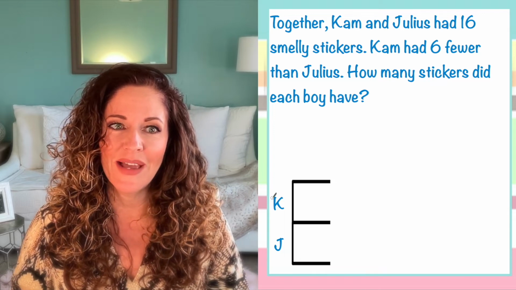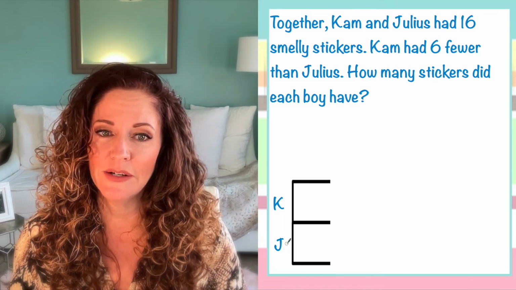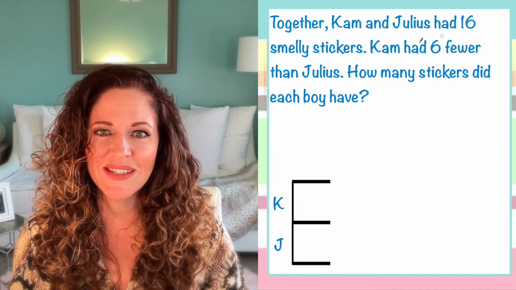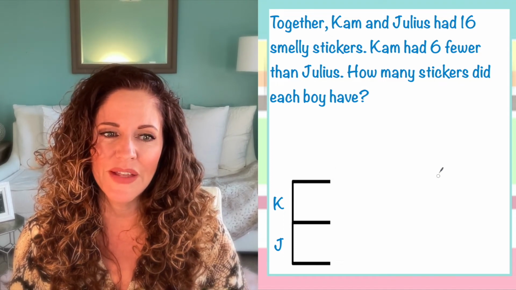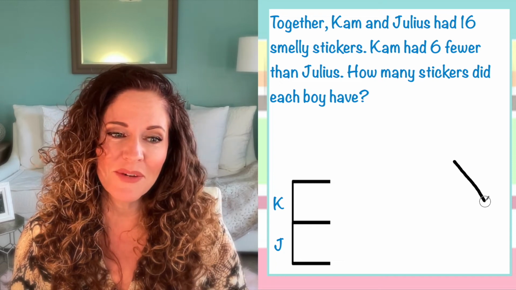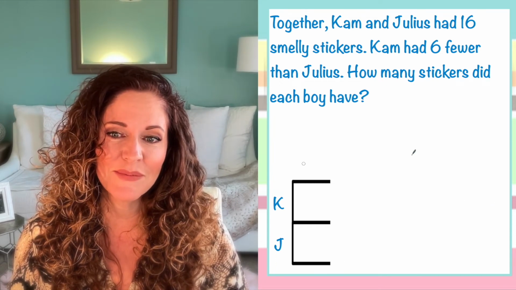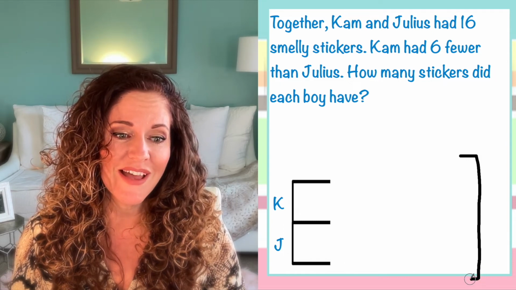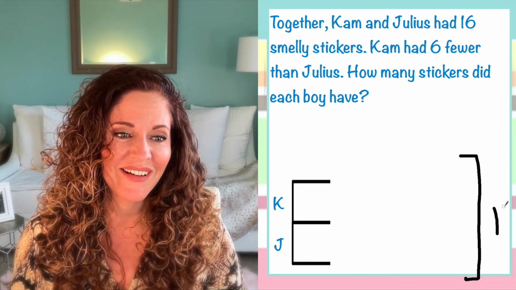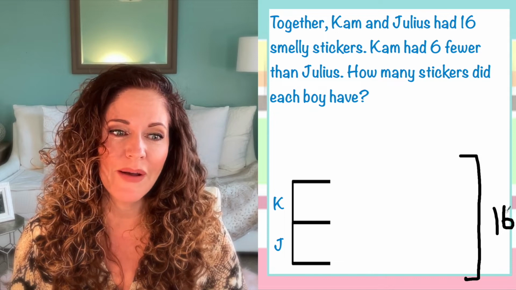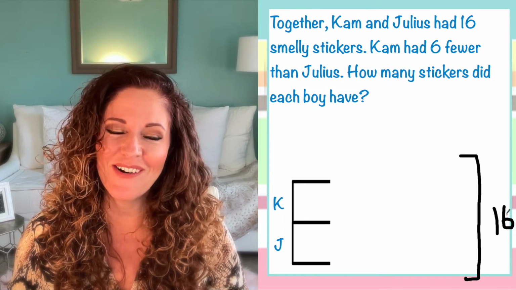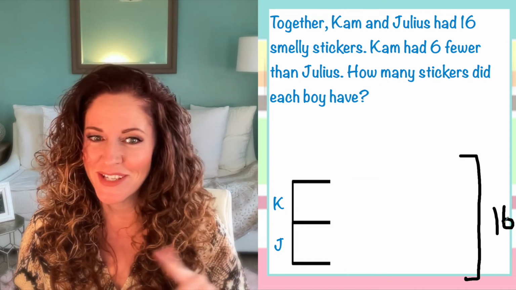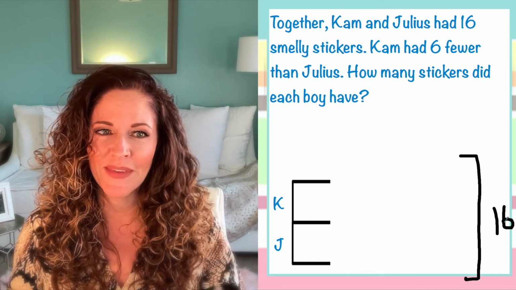I've got Cam and I've got Julius smelly stickers. And when I first start this problem, I see that they have 16 together. Oh, that's interesting. So the very first thing I'm going to model, because that's the first thing that I'm seeing, is that combined or all together, they have 16. Look at that. Every other problem, that has been our unknown. Well, now on this particular problem, they gave us that information. My unknown is going to be hidden somewhere else.